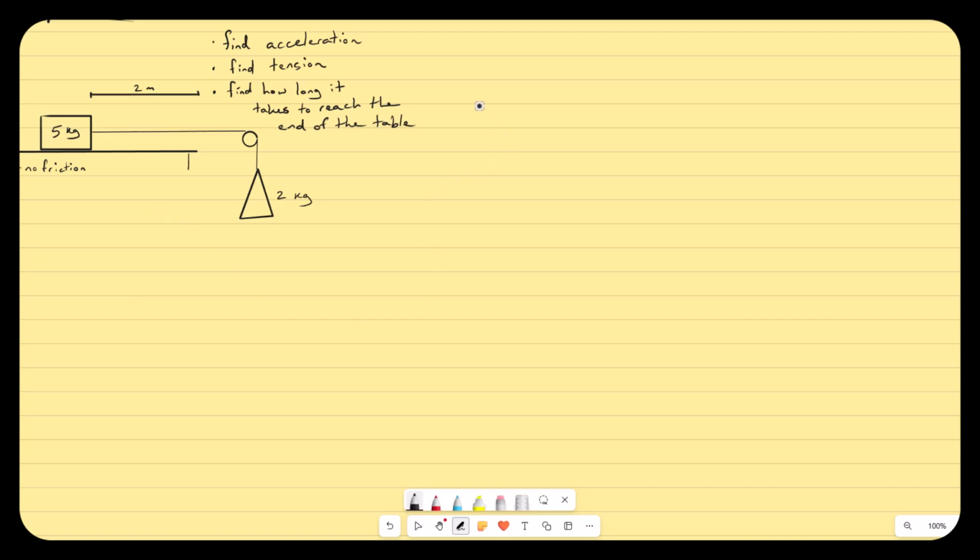So let's see, I'm going to draw a free body diagram for my block. My block has acting on it gravity, that's the easy one, and a normal force from the table. It has a rope attached to the right side, and that's it. There's nothing else.